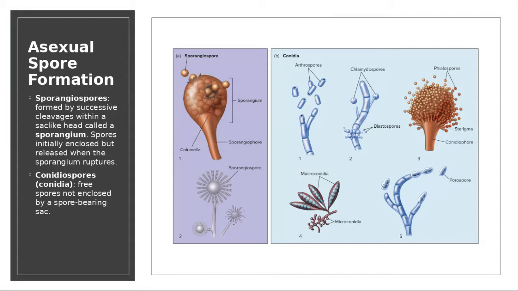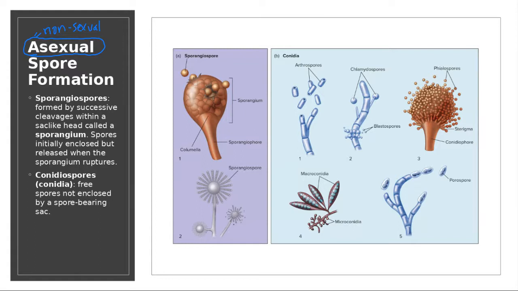There are two types of spores. The first one is called asexual spores. A means none, so this is going to be non-sexual spores. The spore that is not produced by a mating process, not produced by a sexual process. There are two types of non-sexual spores. The first one is called sporangiospores.